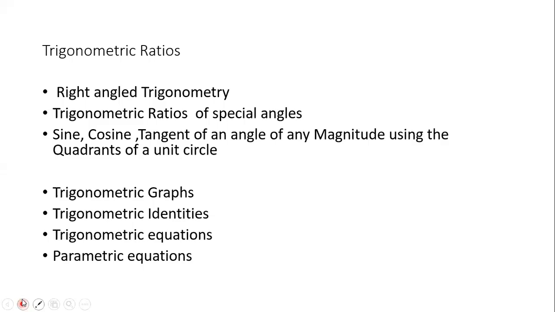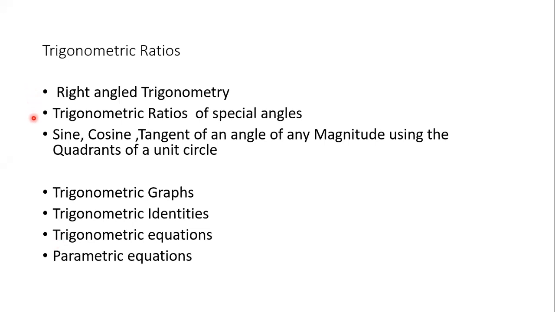And what is our course outline? What are we going to look at? Now, in this topic, this is the first subtopic we are going to look at. It's going to be mainly concerned with what we call trigonometric ratios. Under trigonometric ratios, we are going to first look at right angled trigonometry.